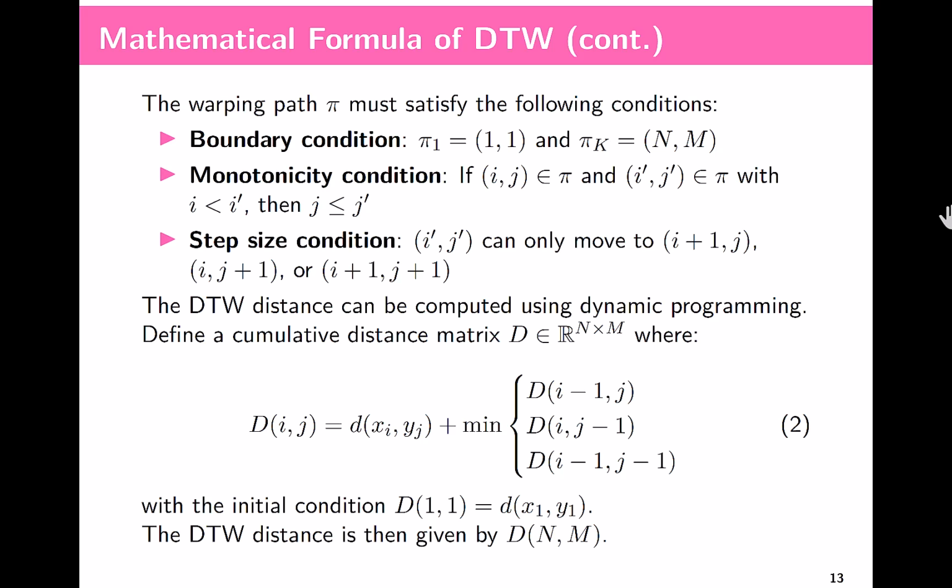DTW distance can be computed using dynamic programming. Define the cumulative distance D(i, j) as the small d(xi, yj) plus the minimum of the cumulative distances of the previous ones: D(i-1, j), D(i, j-1), and D(i-1, j-1), with the initial condition that D(1, 1) is the distance between the first pair. So DTW is then given by D(N, M), the lengths of X and Y.